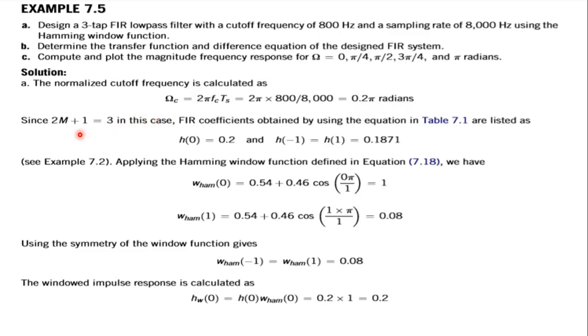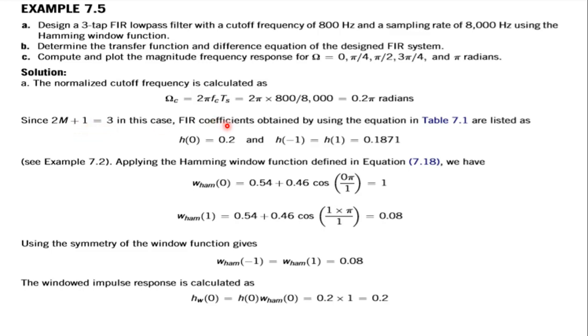The next step is to calculate the number of taps, that is M. As we have to design a 3 taps filter, here N equals 3. The formula is 2M plus 1 equals 3, and from here M comes out to be 1.